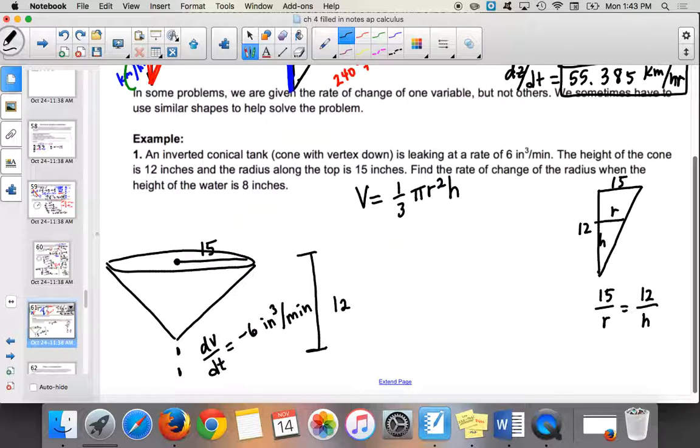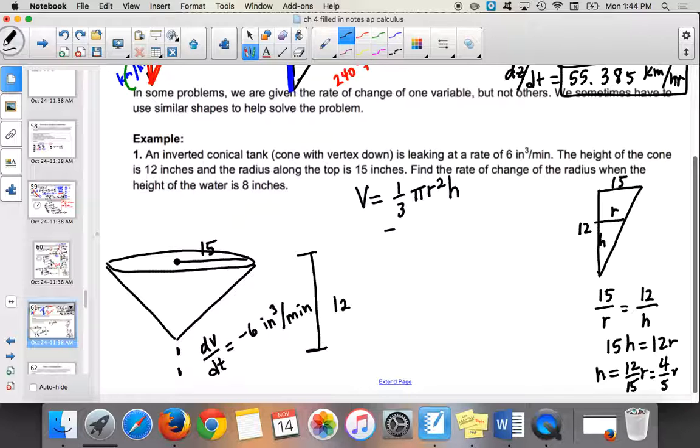So the big thing with these is, if possible, you can do this with the product rule. You can do it, and it will be fine. That's what a lot of calc teachers will have you do. I'm not going to have you do that. On these cone problems, you can always get one of those variables by itself. So if I want to find the rate of change of the radius, I solve for H equals 12 over 15 R, which is 4 over 5 R.